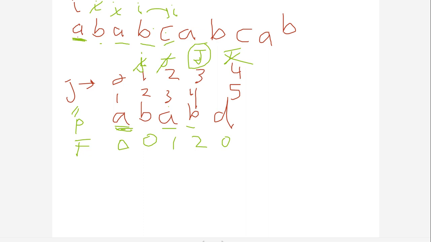Yes, exactly. Now focus on the next step. Now here is J. What is Fj? Because this is the last match at this position. Fj is what? 2. What does this mean? Mean set J to 2. So where is J2?